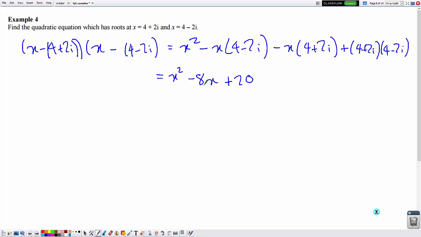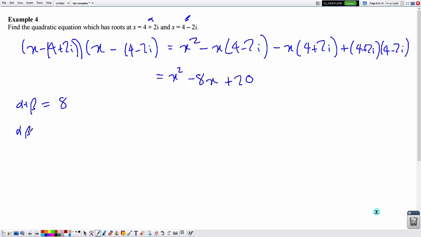All right, the other way you can do this is using the sum of the roots and the product of the roots. So remember, these are my two roots. Think of that as alpha, that's beta. So what's my sum of my roots? Alpha plus beta is equal to 8. Well, that's it. The 2i's cancel.